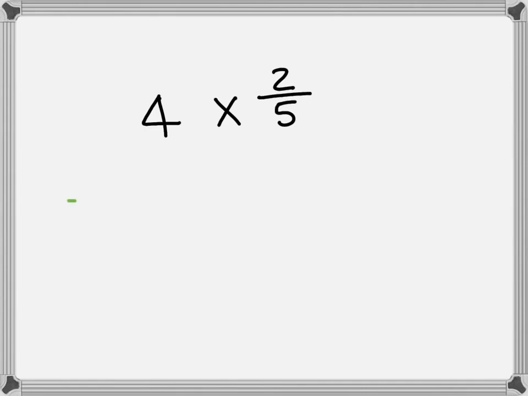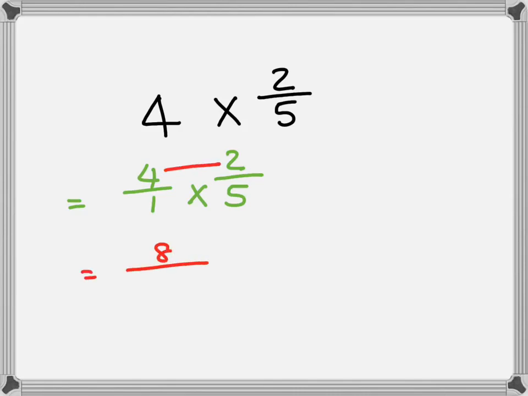So we're going to rewrite that then as 4 over 1 times 2 over 5. Okay, so let's do it. 4 times 2 is 8 over 1 times 5 is 5. Okay, it's an improper fraction, so now we're going to change it into a mixed number. 5 goes into 8 once, remainder 3 over 5.